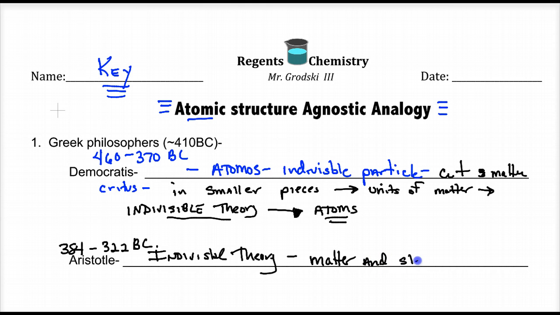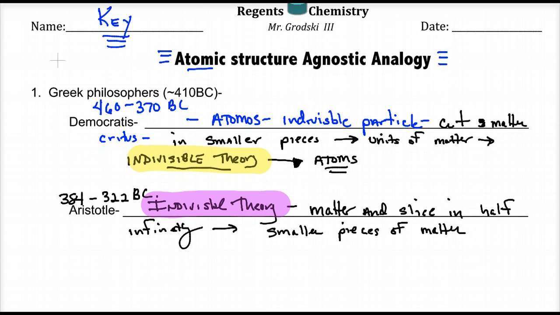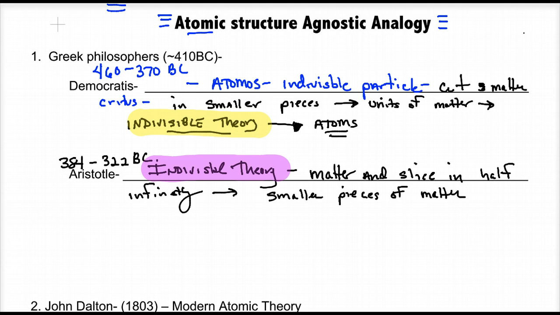So the idea in this theory, which went against Democritus, is if you have matter and you slice it in half infinitely, you would get just smaller pieces of matter. Now, Aristotle was held in much higher regard than Democritus. So, of course, this way of thinking, that matter is just made up of what it is and if you slice it into smaller pieces you just get smaller pieces of it, lasted over 2,000 years.